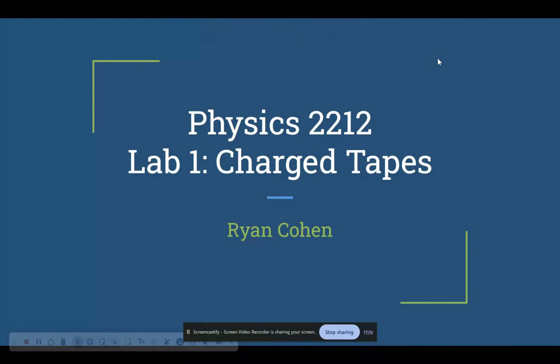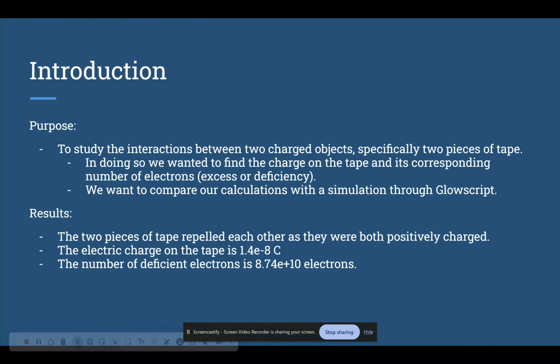Alright, so this is my lab one for charged tapes. The purpose of this lab was to study the interactions between two charged objects, specifically two pieces of tape. In doing so, we wanted to find the charge on the tape and the corresponding number of electrons, and whether it was in excess or deficiency. And we wanted to compare our calculations with a simulation through Glowscript.